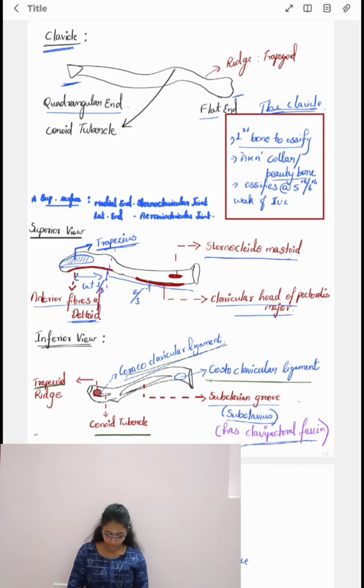There is a nerve which pierces the middle part, and it is the middle supraclavicular nerve. So these are all the points.